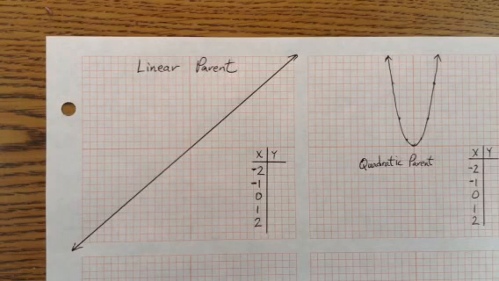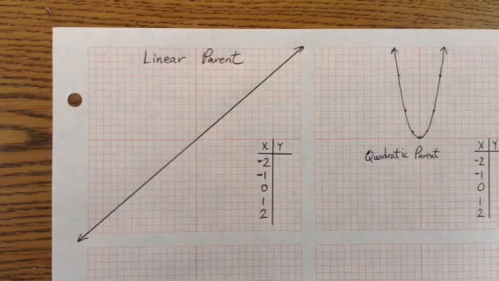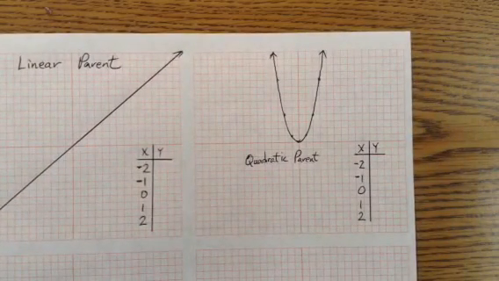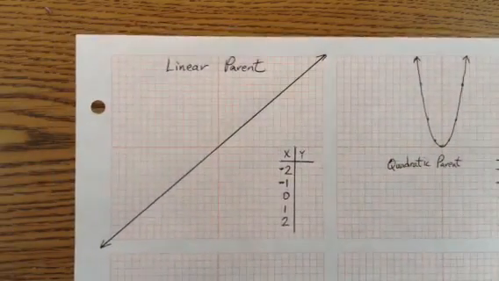Hello, Dragons. Today's lesson we're going to be moving from the linear parent, talking about its transformations up and down and steeper and flatter, and we're going to move over and basically do a similar thing with the quadratic. So just briefly, a review.